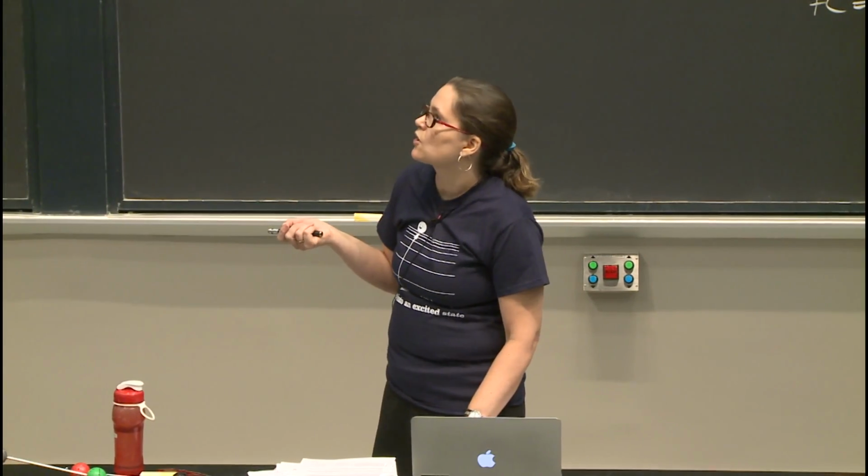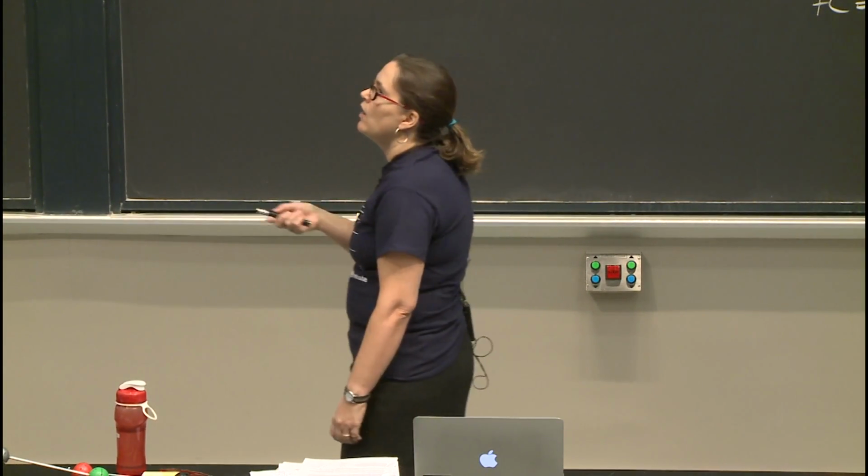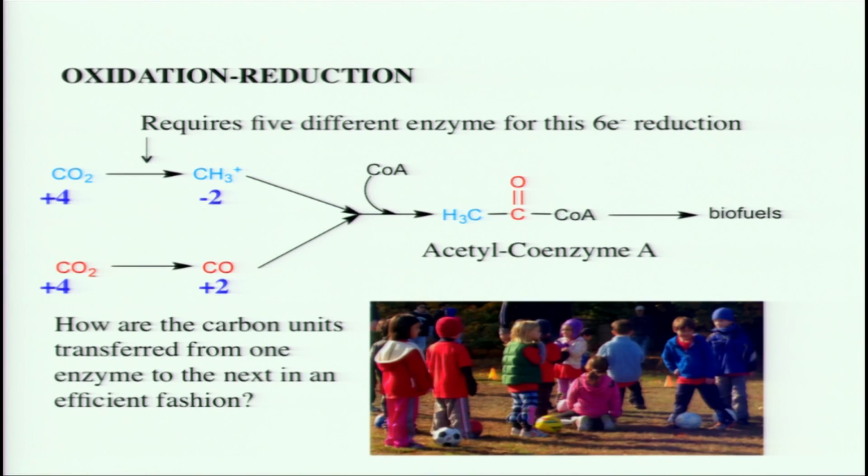So this raises a question then: if you take one carbon unit, you reduce it, then you reduce it again and move it to another enzyme, reduce it again and move it to another enzyme, reduce it again, move it to another enzyme. How does that happen? How do the enzymes pass things along? And I think about this as a problem like kindergarten soccer.